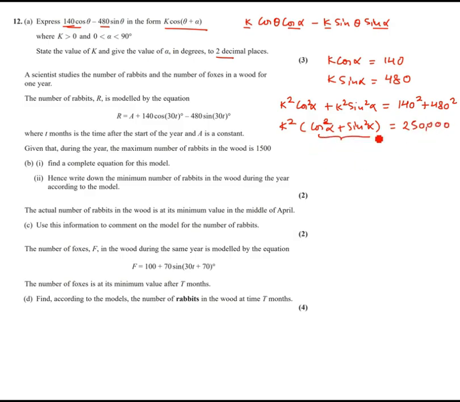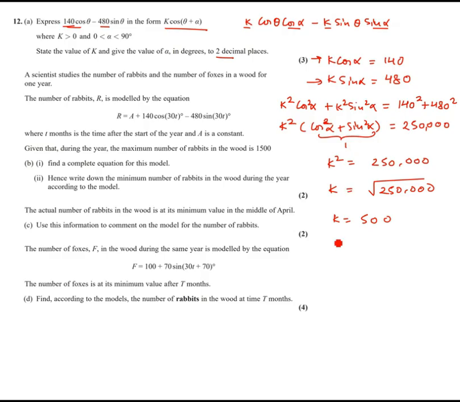Now this is 1, so this becomes k squared equals 250,000. Then k will be the square root of 250,000, which is 500. So k is 500.